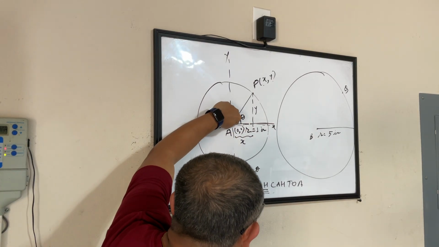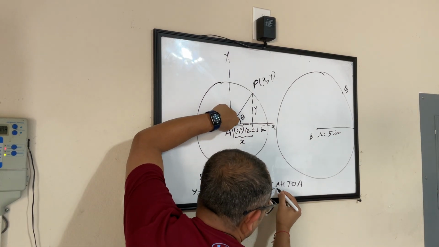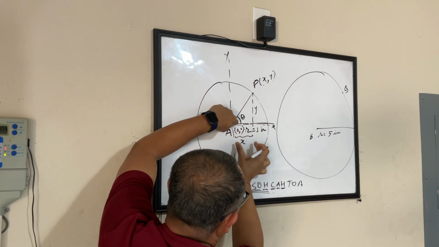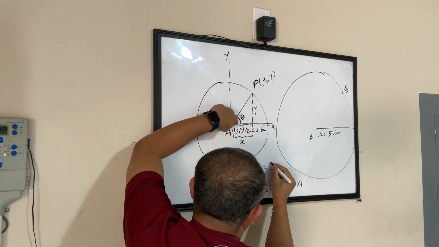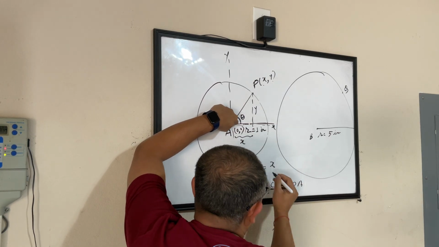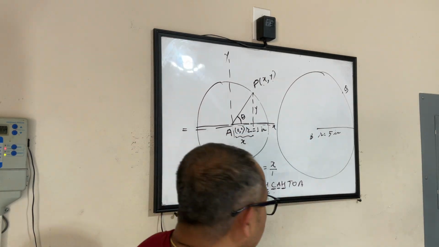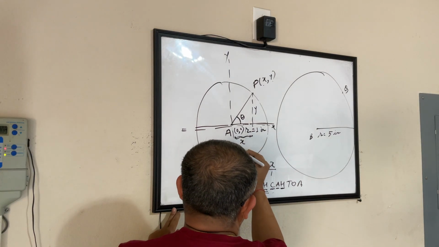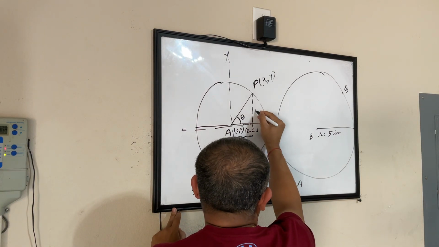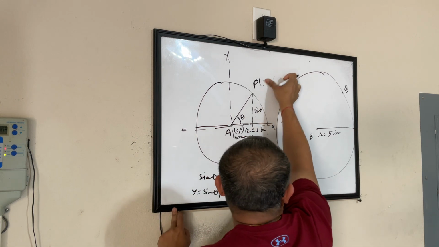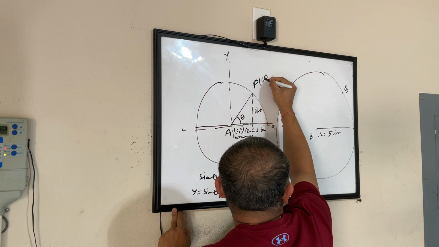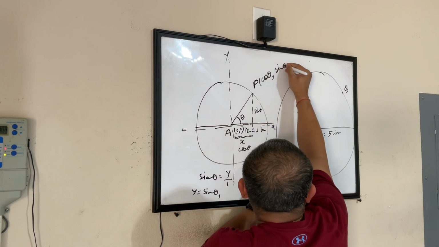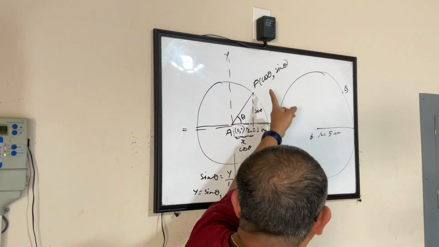So here, coming back to this one, cos theta. This is theta. Cos theta is equal to adjacent side divided by hypotenuse. What is the adjacent side? This. This is nothing but the x value. Cos theta will be equal to x divided by hypotenuse, which is again 1. What did you get? x equals cos theta, y equals sin theta. So this value is cos theta and this value is sin theta. So that becomes your x and y coordinate. Cos theta is your x value and sin theta is your y value.